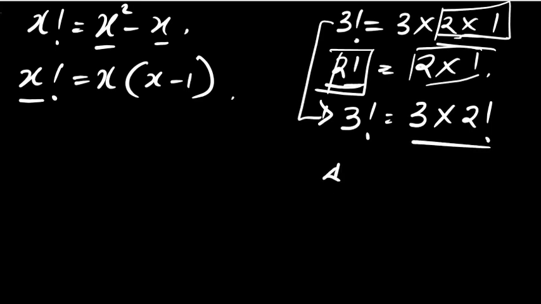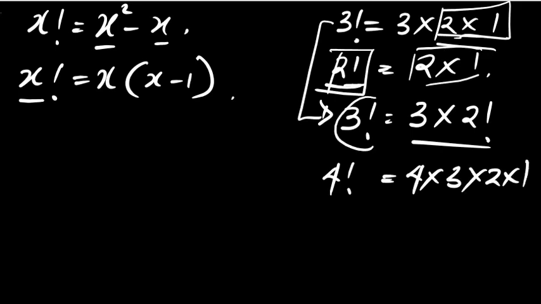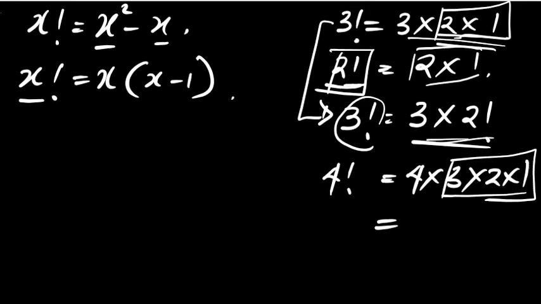Now let's look at 4 factorial. It's the same thing as saying 4 times 3 times 2 times 1. Then we can replace this whole thing, which is 3 factorial, which is the same thing as 6. Look at it, it's the same thing as this. So it's 4 times 3 times 2 factorial.